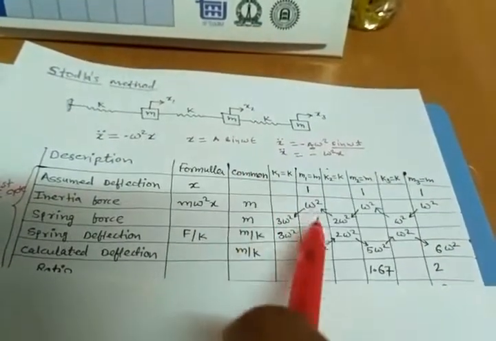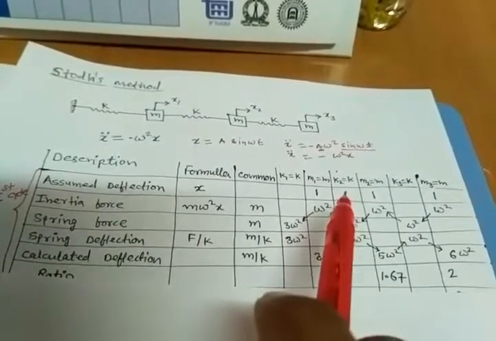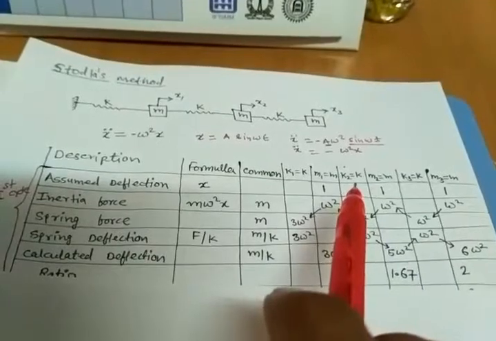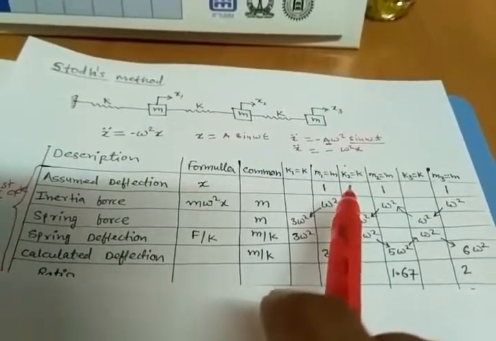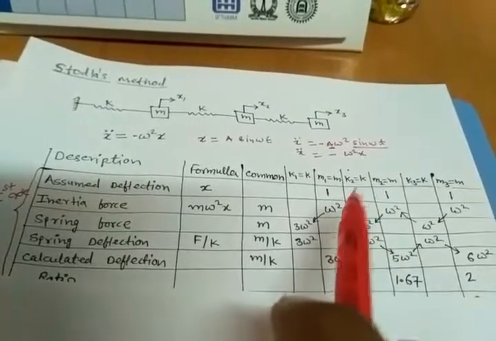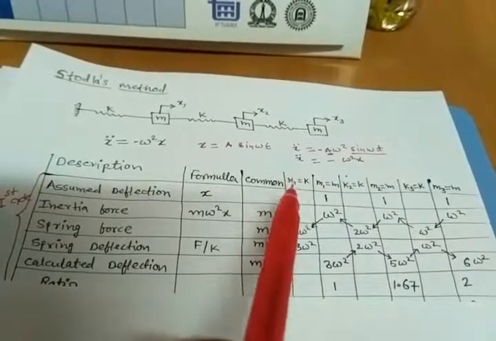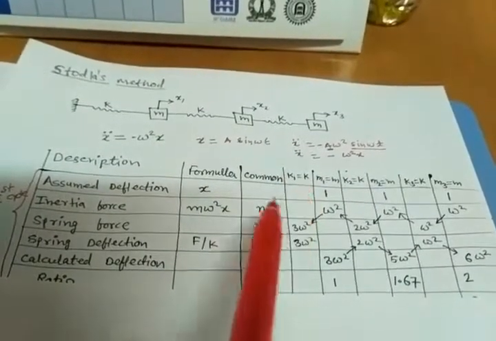You can assume any value, but the number of iterations that you have to do will be more if you are unable to assume an appropriate value. So your number of iterations will keep on increasing. So I request you to think about this system and then assume a suitable value so that the number of iterations will be less.